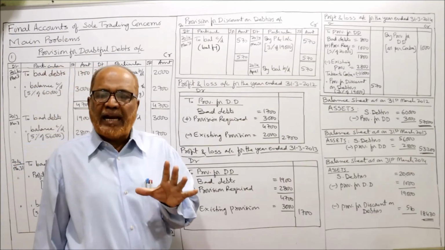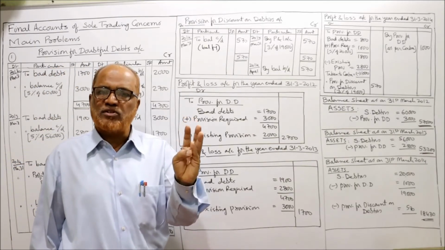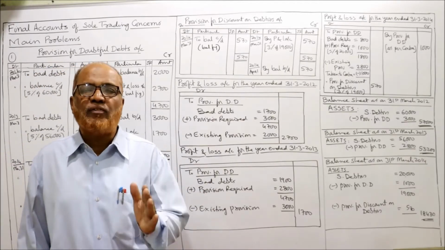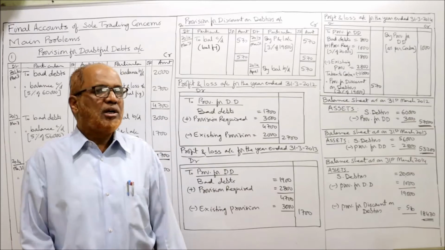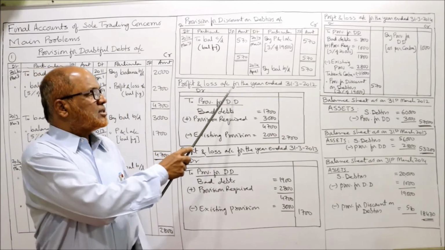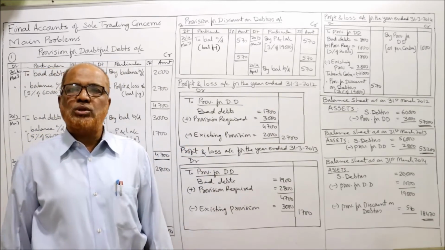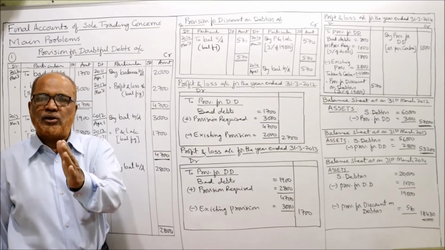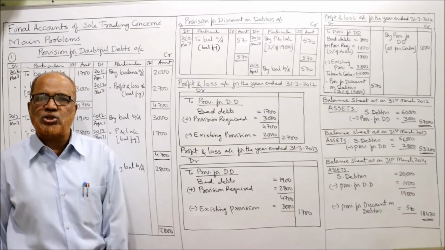So we have prepared the ledger accounts, provision for doubtful debts and provision for discount on debtors. Now we have to show how these items will appear in the profit and loss account and balance sheet. So one by one we'll take. Profit and loss account for the year ended 31st March 2012. First year was 11-12, 1st April 2011 to 31st March 2012.